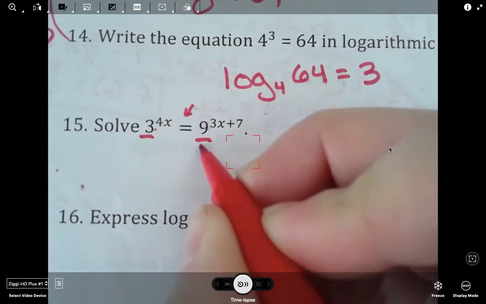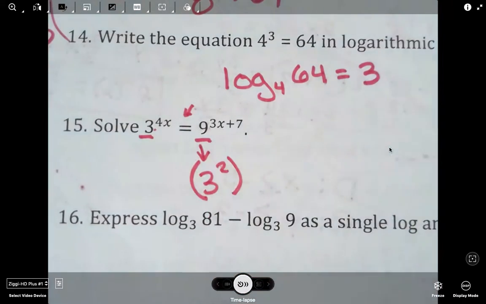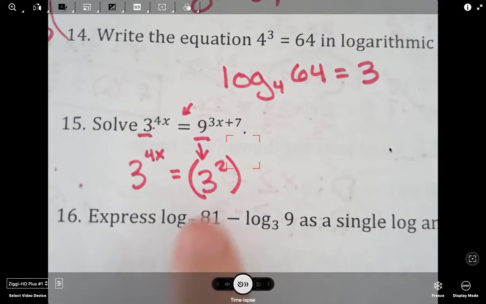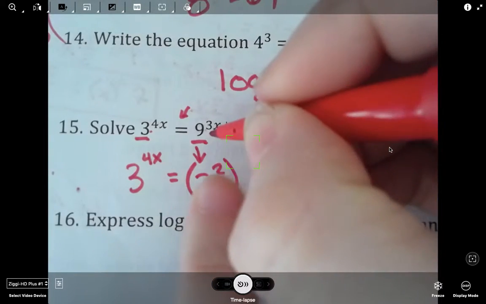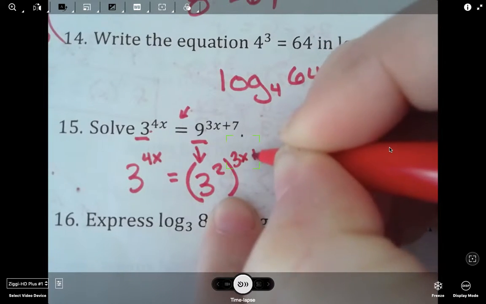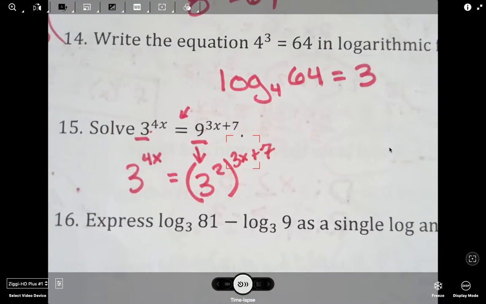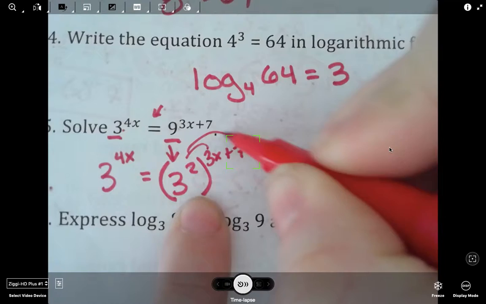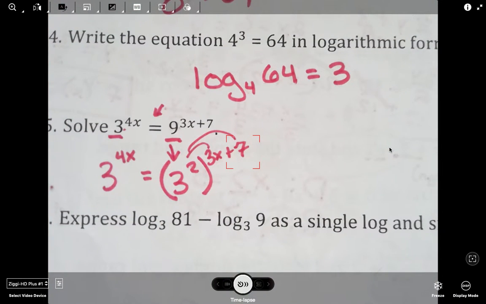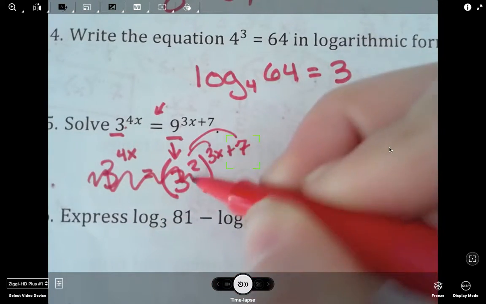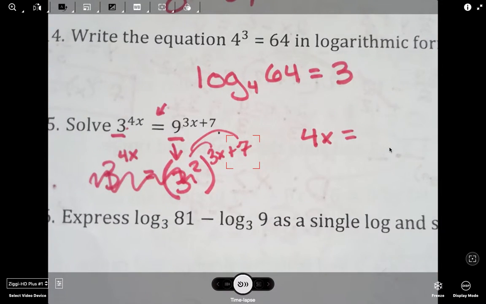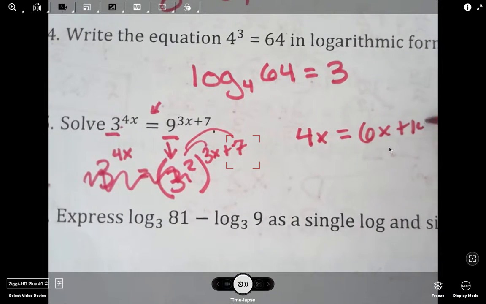Let's write the 9 as 3 to the 2nd power. I'm just replacing the 9 with 3 to the 2nd power. So that stays 3 to the 4x, and then that becomes 3 to the 2nd power, but then it already has a 3x plus 7. So we just write it like that, and then we're going to end up multiplying that through. 3 to the 4x is going to stay the same. This guy, we're going to distribute that through, but then what happens? The 3's are going to cancel out. So I've got 4x equal to, if I distribute that through, 6x plus 14. And I'm almost done.